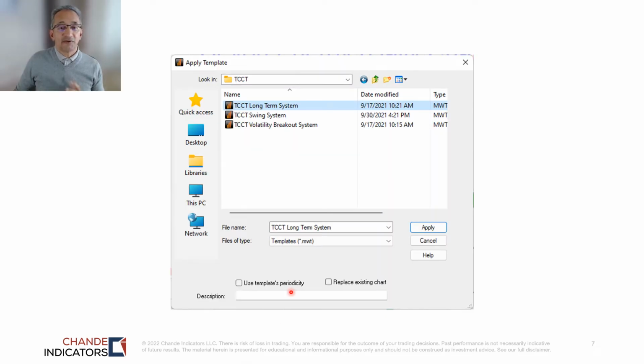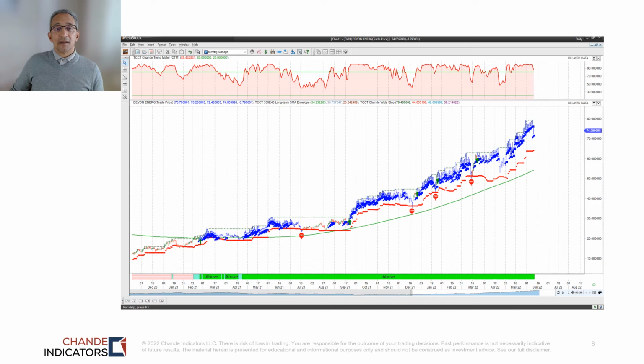So in my package for MetaStock, I have templates for the long-term system, as I've highlighted here, which does the calculations for you. So let's apply this to a couple of charts and see what the system does for us. So here's the template applied to the Devon chart, and you see that the upper band is visible here. We have a high channel just to show you where the trend was. The blue arrows show us that the trend is continuing.